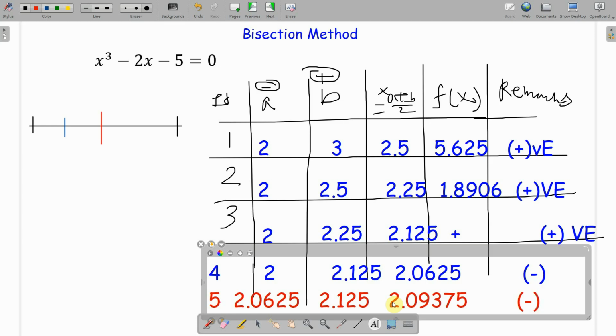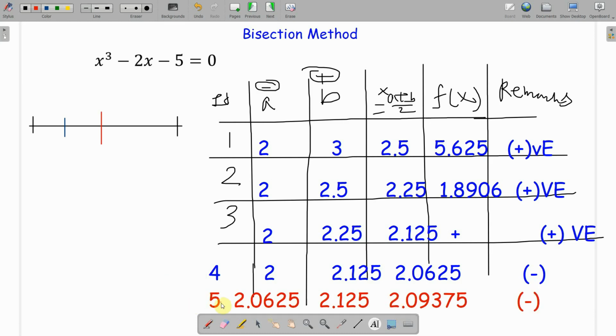Okay, it will again be negative, so for the sixth iteration I'll be changing the A value, right? Because negative is coming, so I'll change this point. It will be 2.09 something, see what comes. So this will be your new A value for the sixth iteration, and the B value will be unchangeable, so it will be fixed at 2.125. The average of these two will give you the root.